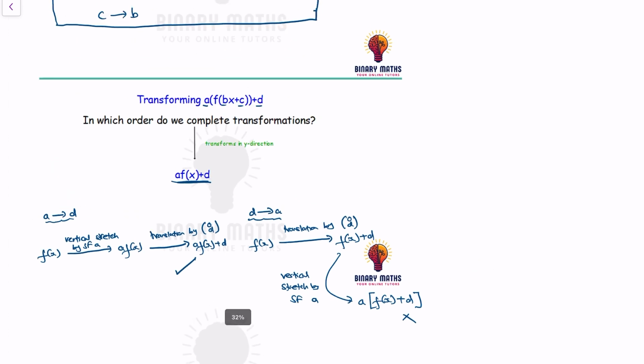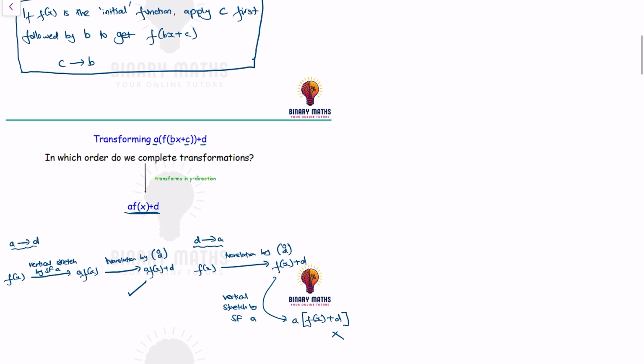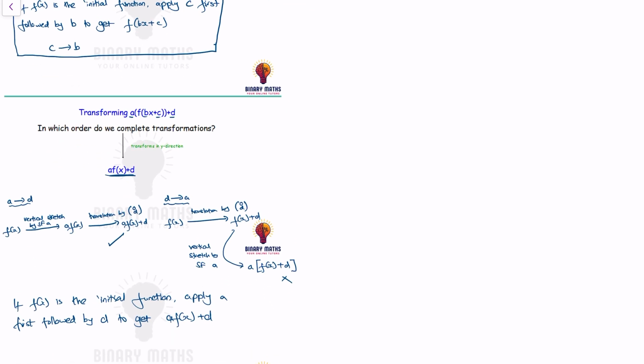So that means we do a before d when we're looking at the transformations that affect the y, in the y direction. So if I want to summarize, if f of x is the initial function, apply a first, followed by d, to get a times f of x plus d. So to summarize, you do a and then d. Now, because the effects in the x direction and the y direction are isolated, as long as you do a before d and c before b, you will get the correct transformation.